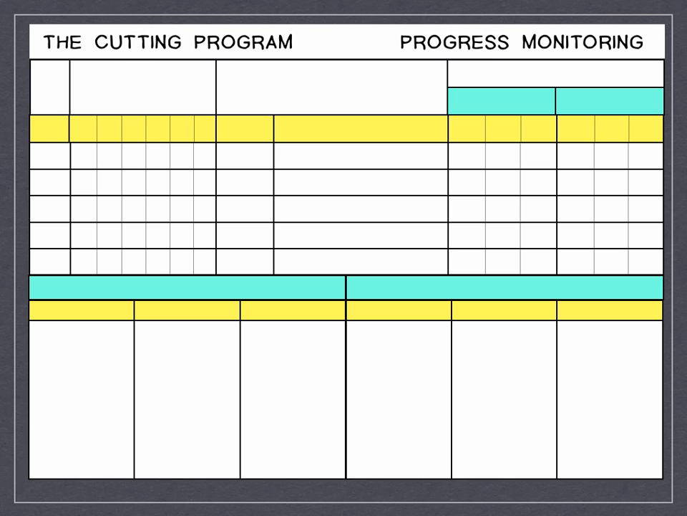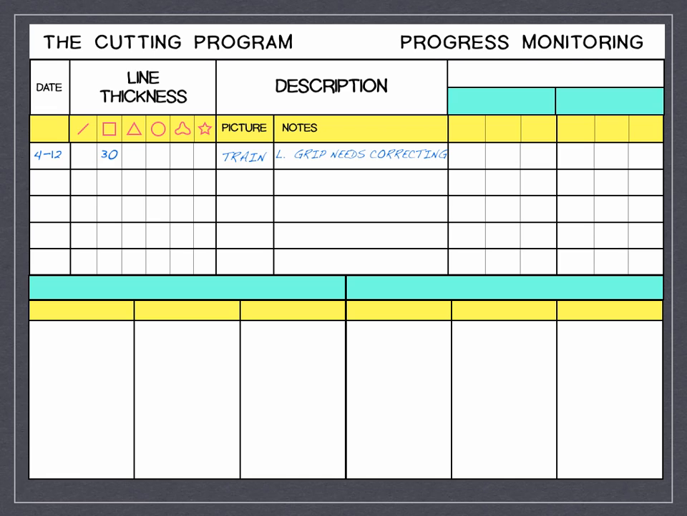The Cutting Program Progress Monitoring Form is a fast, easy, and reliable way to collect quantitative data on cutting skills. The form enables recording of the date, line thickness of the snip or picture series, including squares, circles, complex curves, or angles, a brief description including the name of the picture and any short note, and the skill level.